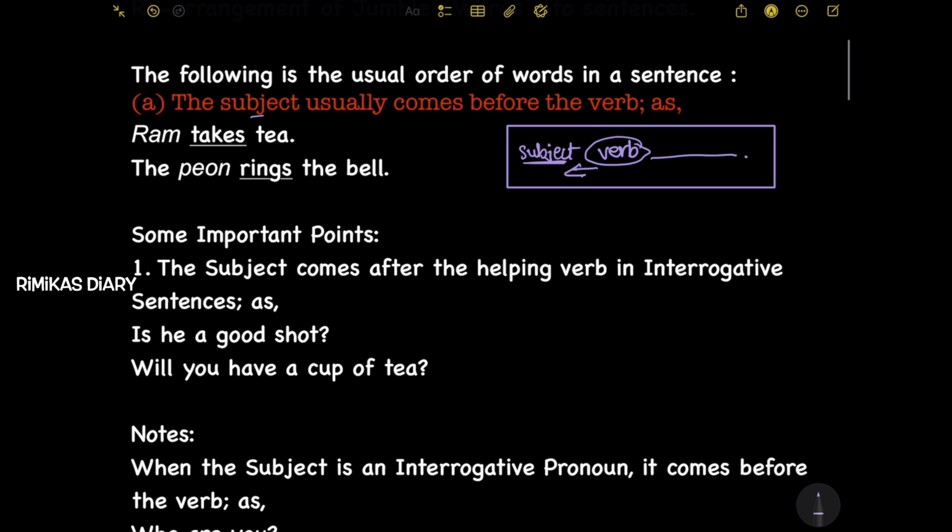Ram takes tea. So here takes is the verb and Ram is the subject. So the subject came before the verb. The peon rings the bell. So here rings is the verb and peon is the subject. So the subject came before the verb.